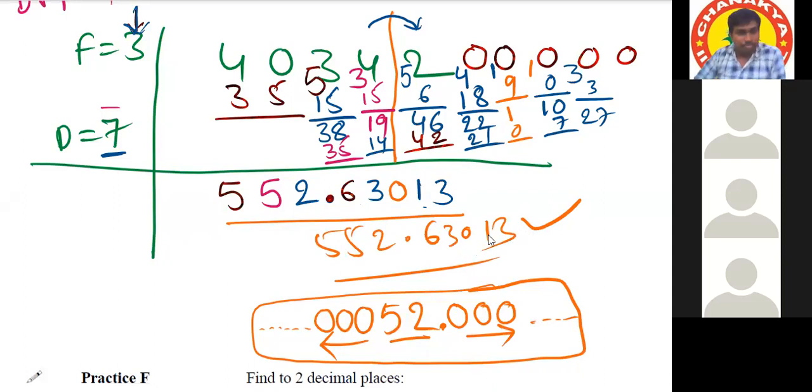Sir, if we continue, it will be non-terminating, right? Non-terminating means sometimes it may terminate also, if it is exactly divisible. Okay, sir. Here I have continued till 5 digits. After the decimal, 5 digits, you don't need to continue.